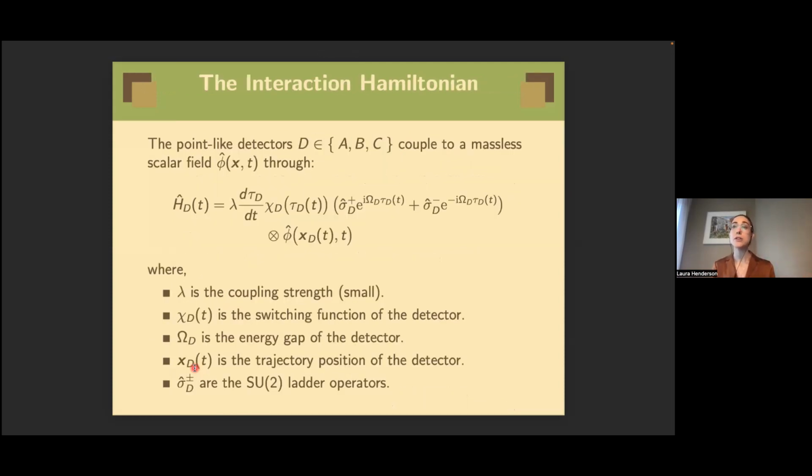To make the interaction a bit more precise, here's the interaction Hamiltonian, where your coupling strength is small, and there's the switching function. In this case, we're going to take the switching function and the energy gap, the difference between the ground and excited state, to be defined in the detector's frame. So you can imagine a box of these detectors that you're putting in curved spacetime, but the energy gap is set, and it's interacting locally at this position x_D.